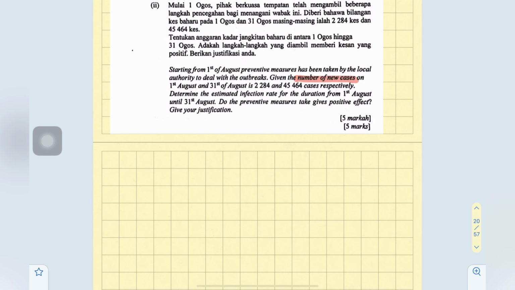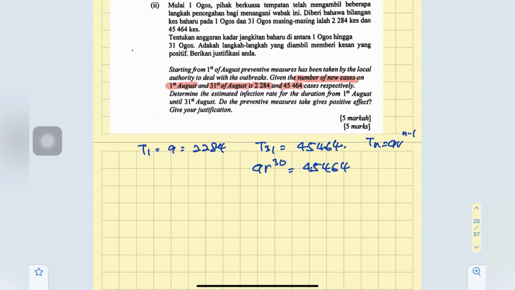Okay, so now we have to extract the information given here. The number of new cases on 1st August and 31st August. So this value means that T1, which is A, equals 2284. T31 is 45464. So we have the formula Tn equals A R power of n minus 1. So substitute here. This one A R power of 30 equals 45464. So we have A is 2284, R power of 30 equals 45464.